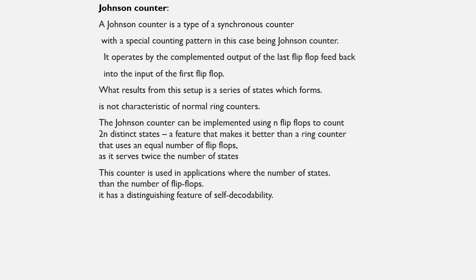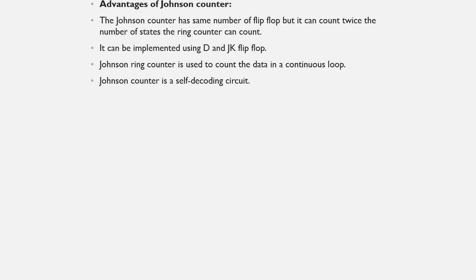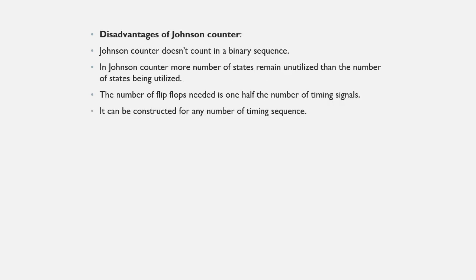It has a feature of self-starting. Advantage of the Johnson counter. The Johnson counter has the same number of flip-flops, but it can count twice the number of states the ring counter can count. It can be implemented using D and JK flip-flops. The Johnson ring counter is used to count the data in its counting loops. The Johnson counter is a self-decoding circuit.